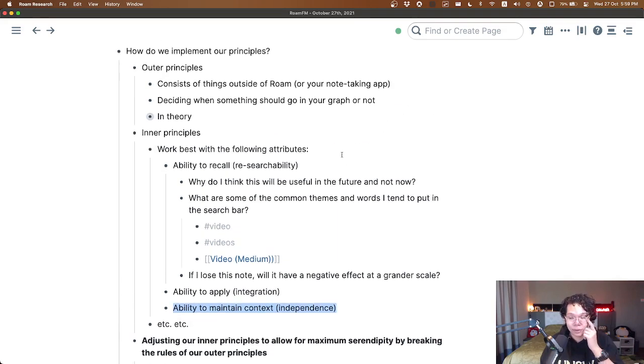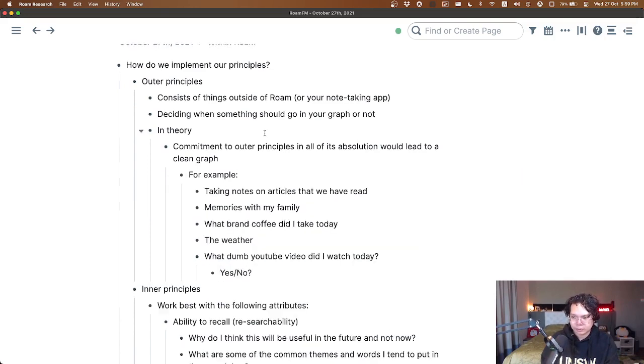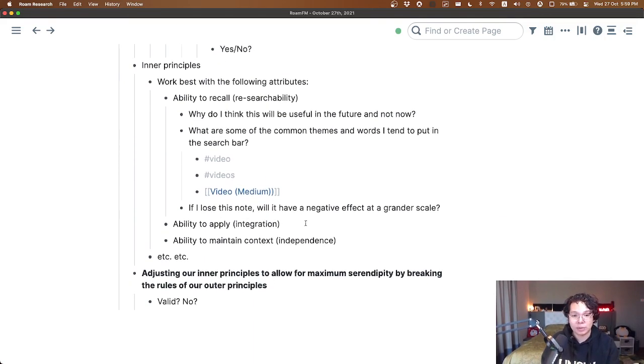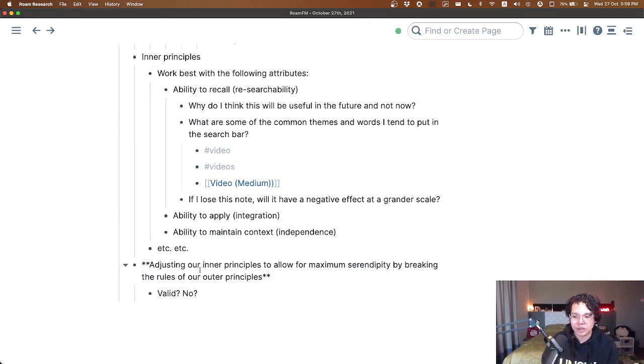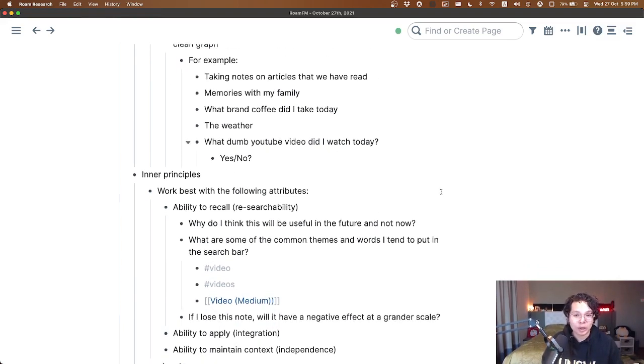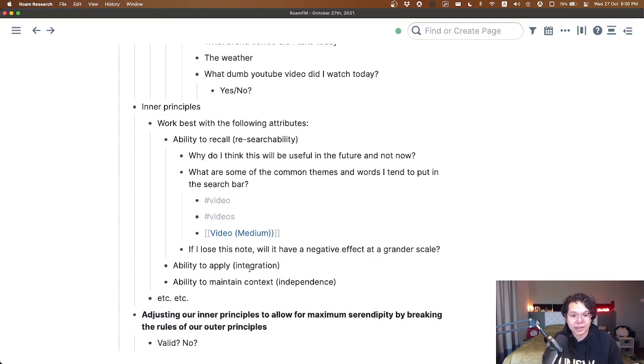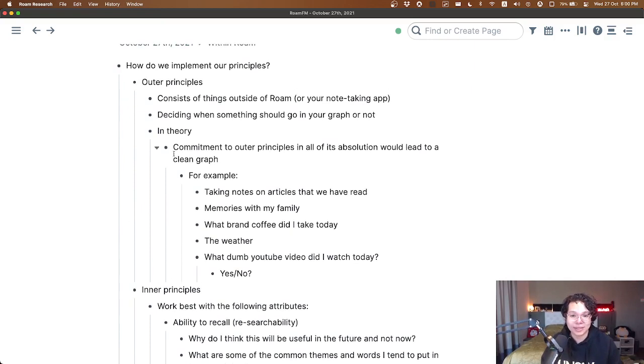Now, this goes back to the very beginning, where we were talking about outer principles and how they are shaped by our inner. So adjusting our inner principles to allow for maximum serendipity by breaking the rules of our outer principles. Sometimes this is an indicator of whether something is also useful. Should I keep looking at things that will only work well in this context? Yes or no? If it's yes, then okay. You can always break the rules, change your outer principles a little bit, allow for a couple of exceptions, adjust your mental filter to be like, oh, okay.